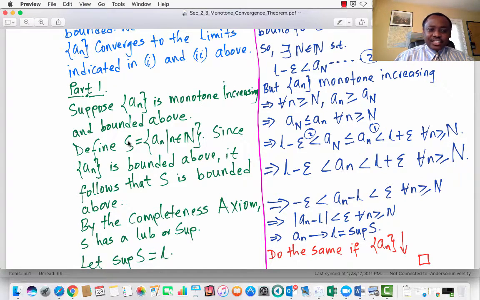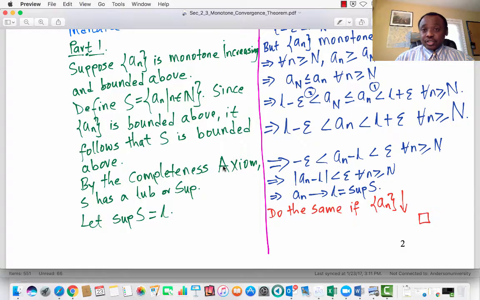Define the set S to be the set of all the terms of the sequence an, n a natural number. Then since the sequence is bounded above, S is also bounded above. Therefore, by the completeness axiom, S has a least upper bound or a sup. Let L be the supremum of S. Our goal would be to prove that the sequence an converges to L.